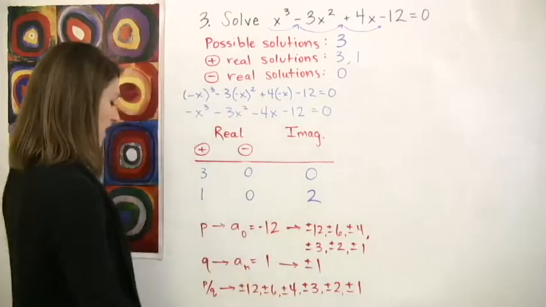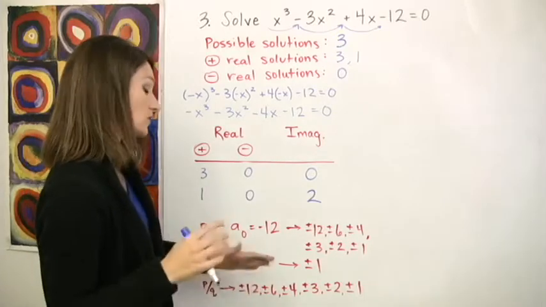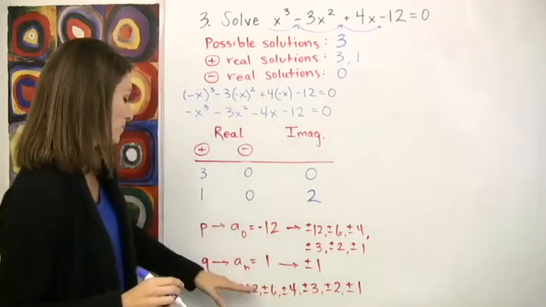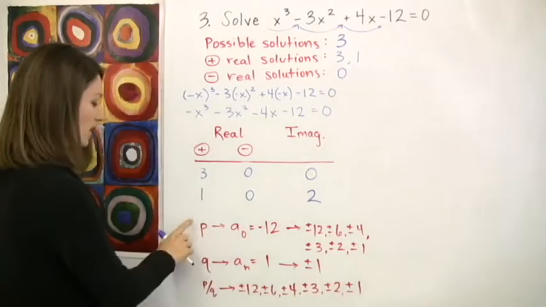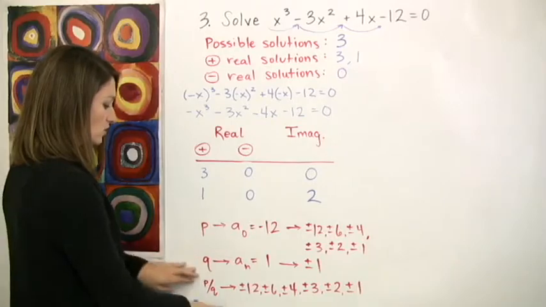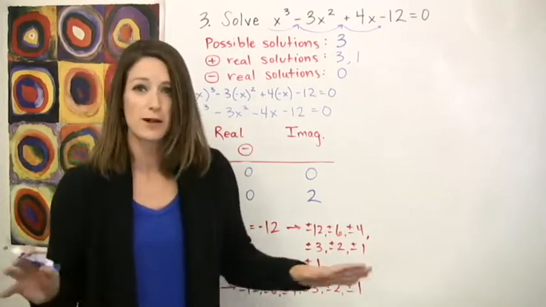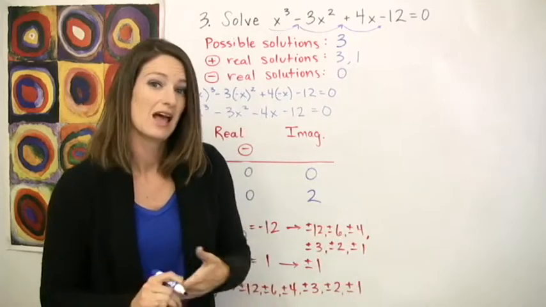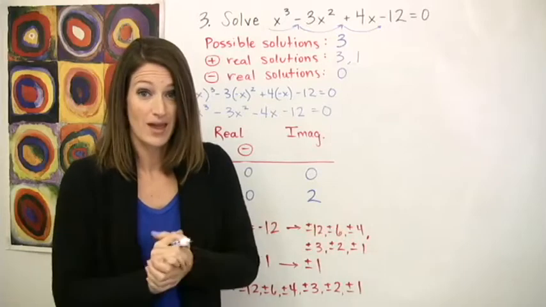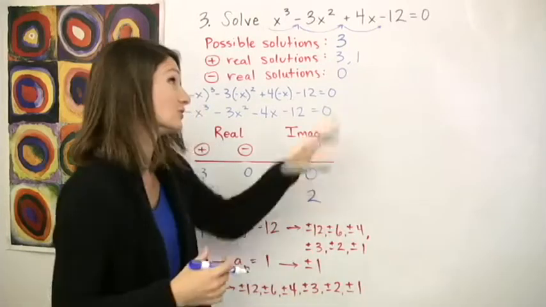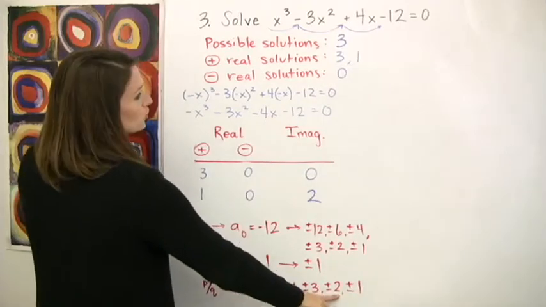So factors of 1 is positive or negative 1. Okay, and then we plug these values in for P over Q. So our possible solutions to this equation could be positive or negative 12, 6, 4, 3, 2, or 1, because I put the values of P over the values of Q, and that's what we get there. So now let's choose a couple of these possible solutions, and then we'll do some synthetic division to see if we have a remainder of 0, which would mean that they are a solution to this equation. So let's choose the factor of 2.